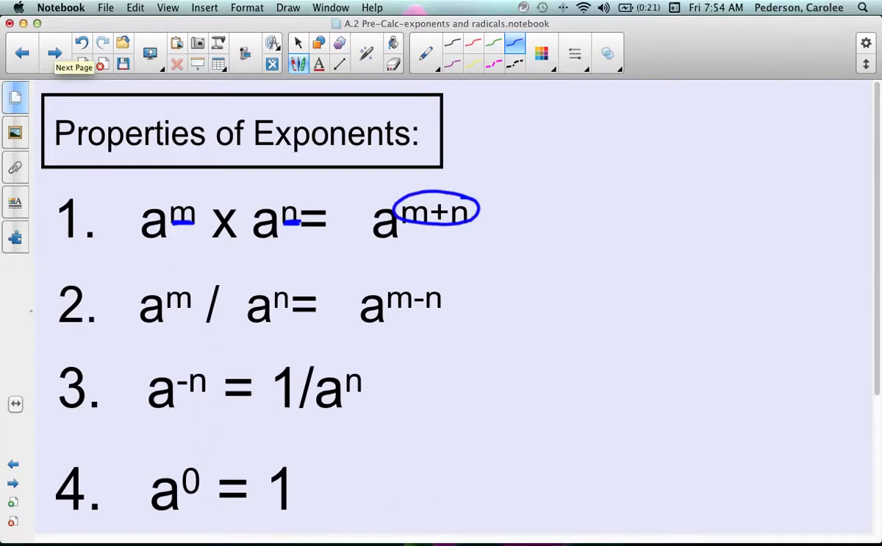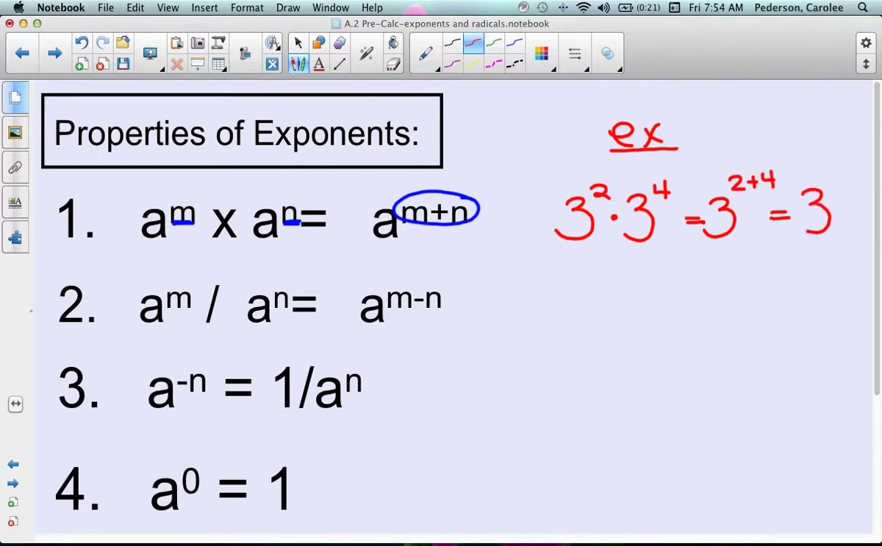So off to the right, let's just do a quick example. Here's our example. So we have 3 to the second times 3 to the fourth. Notice that these are same bases, so we can add their exponents. So 2 plus 4 is 3 to the sixth. And then what you can do is you can enter that into your calculator.